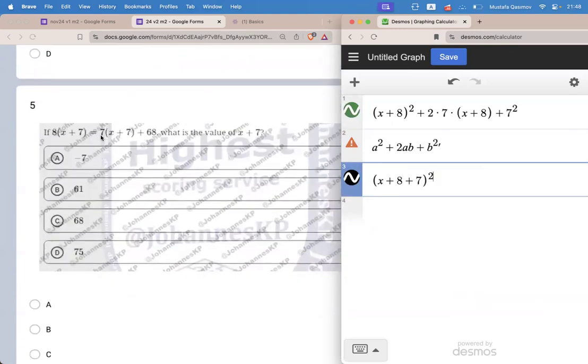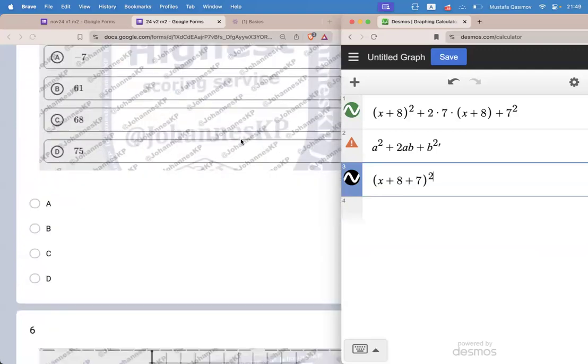You have to put that expression on the first side. It will be x plus 7 is equal to 68. Answer is C. It says what's the value of x plus 7? Be careful here.